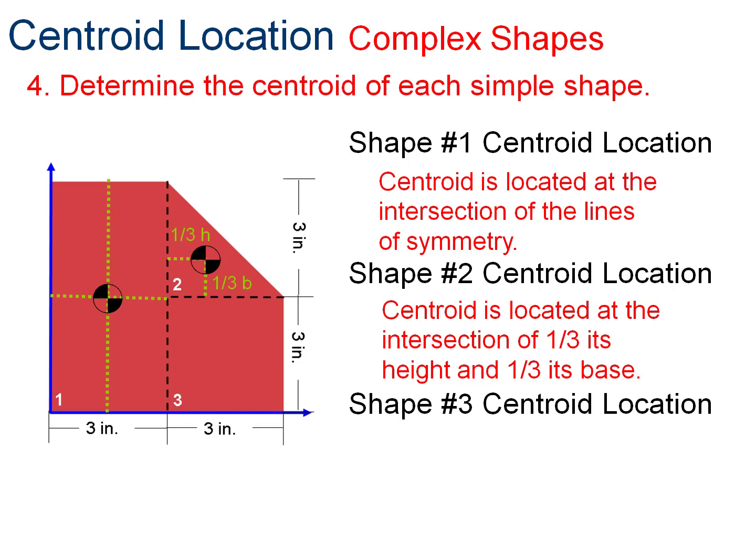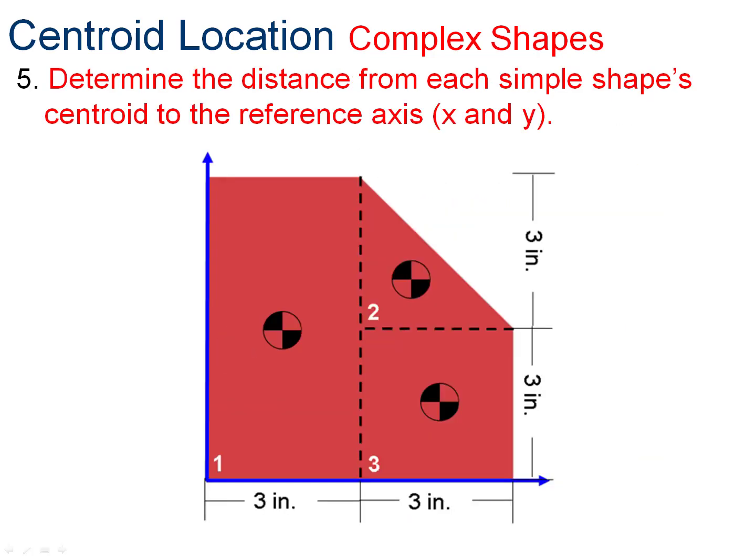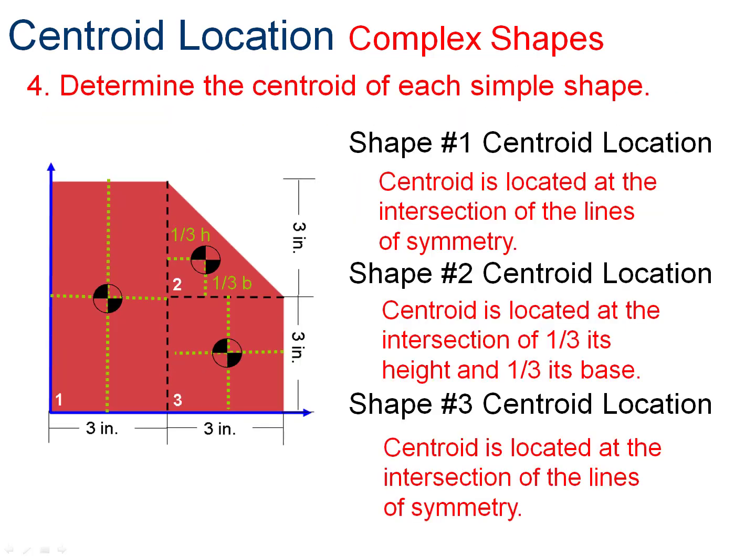And last is the small square. That is 3 by 3, so it'll be 1.5 inches over from its edge and 1.5 inches up from its bottom. So now we've got our 3 centroids for our individual shapes. So that was step 4.